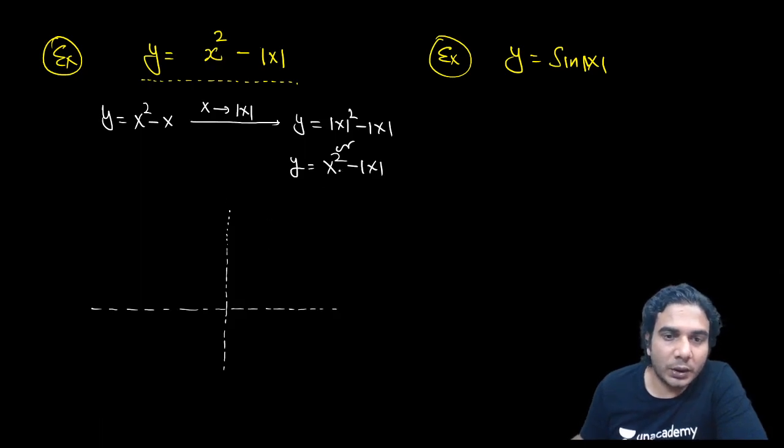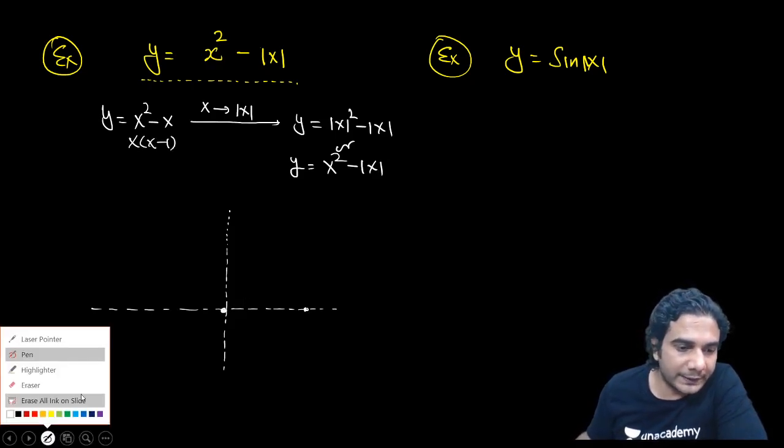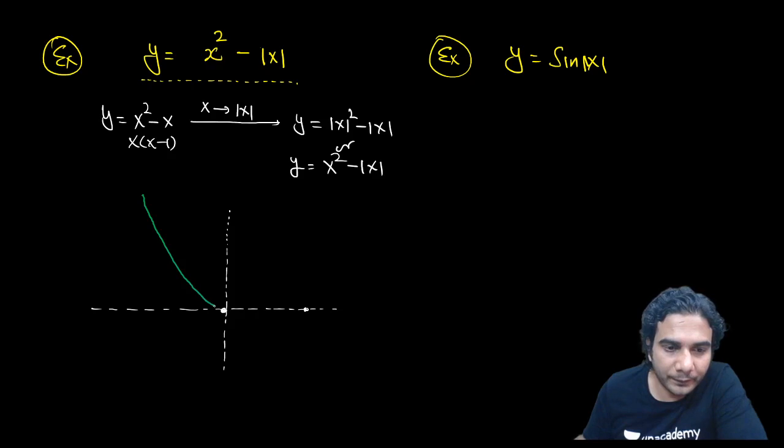Okay. So x square minus x is basically x into x minus 1. So one root is 0, another is 1. So you can plot this graph and this is going to be like this. Okay, and then like this. It's a parabola.